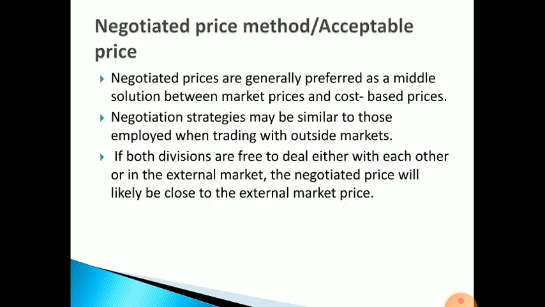Okay, the next one is the negotiated price method. Under this method, the buying department and selling department negotiate between them and a mutually agreed price is arrived at. It is a mutually agreed price. Here the division managers agree to a transfer price by negotiation when there is no acceptable market price. Another name for negotiated price is acceptable price.